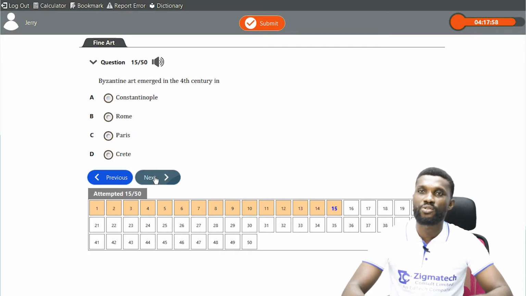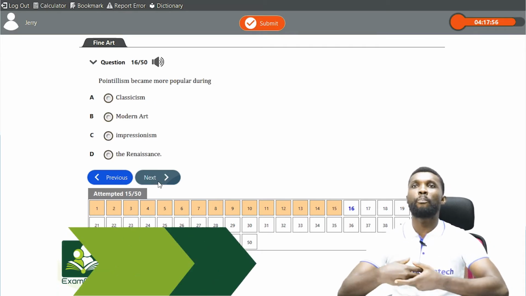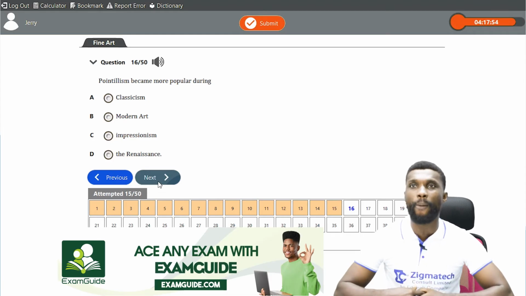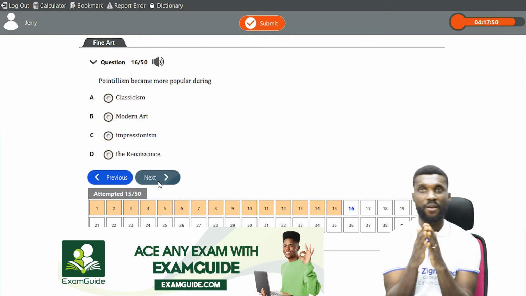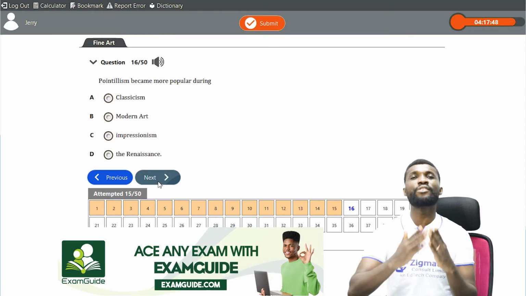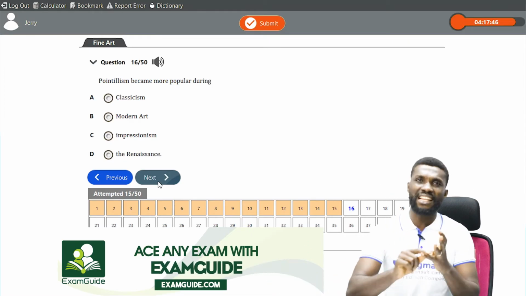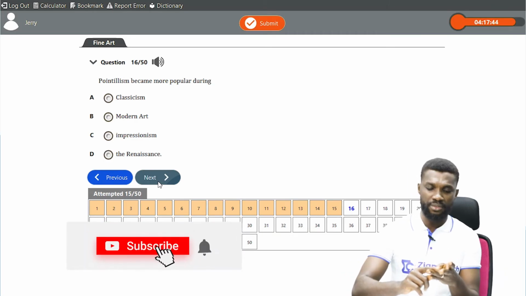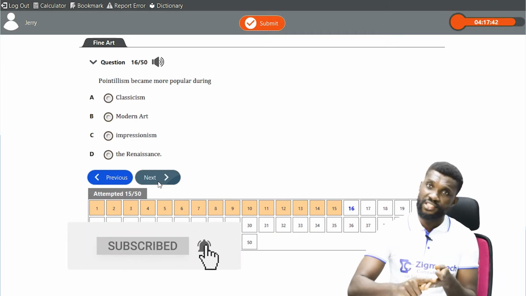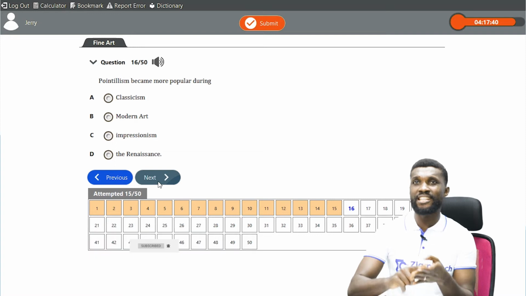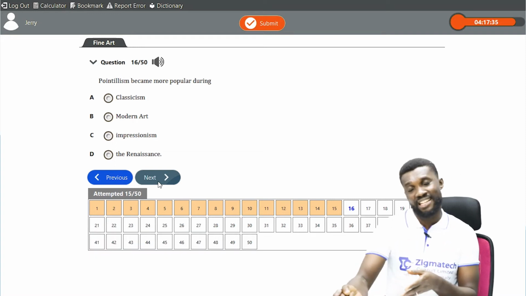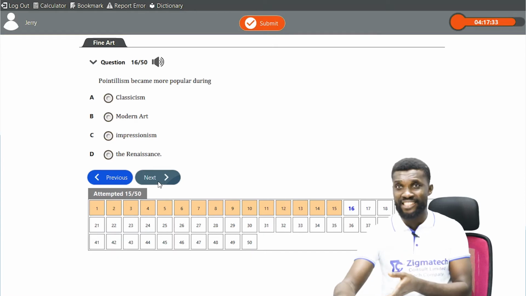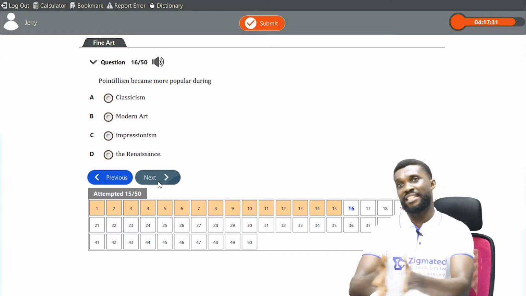All right, so now let's continue to the next one. Pointillism became more popular during dash. Remember what I was explaining, different periods. In art, we have different movements. We have classicism, surrealism, Fauvism, pointillism, impressionism, the Renaissance, and Dadaism. A lot of isms, we call them the isms period.